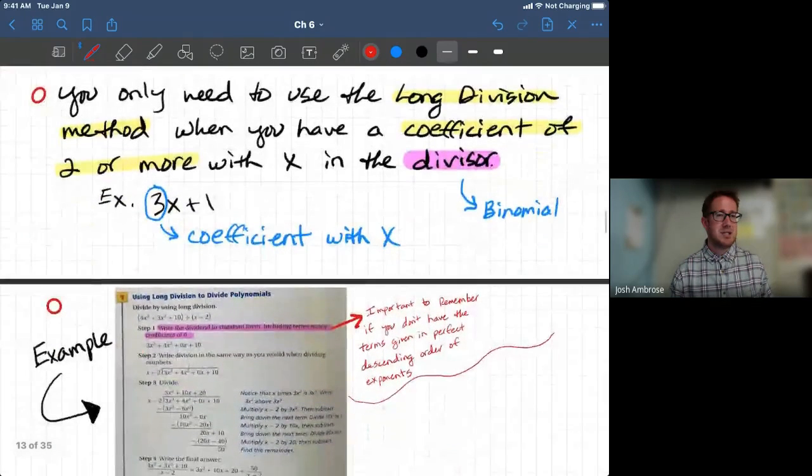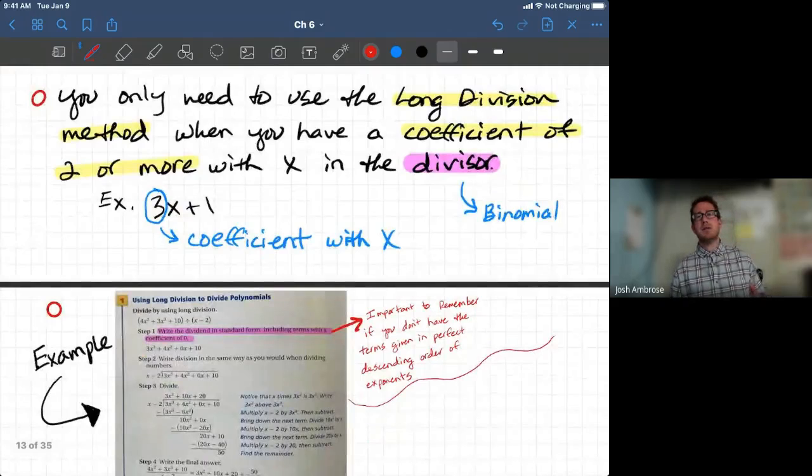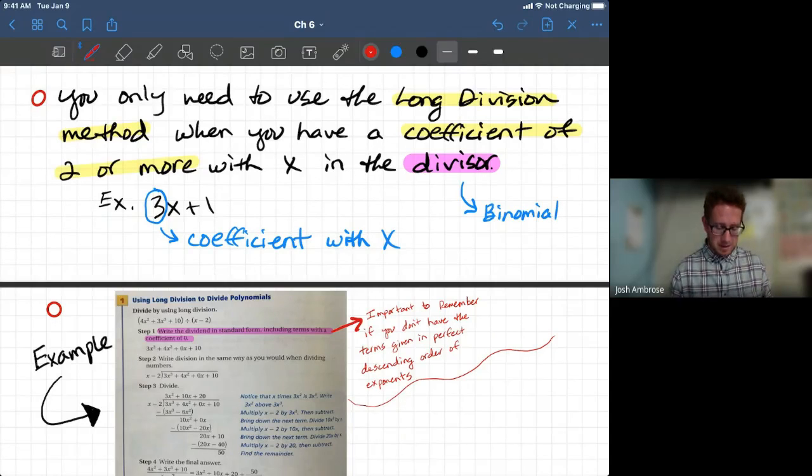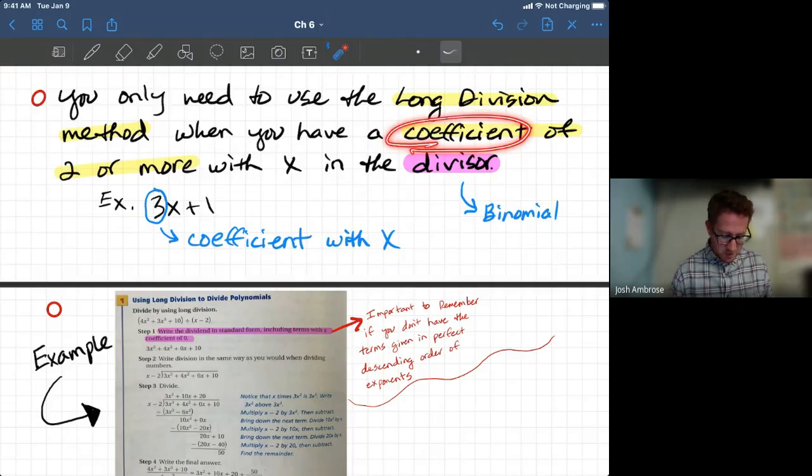All right. So long division. There's really only one time where you have to use this long division. By one time, I mean one style. And what are we talking about when we say style here? It's when the coefficient is 2 or more. And this is what I'm talking about. See how that's a 3? So again, coefficient is 2 or more. That coefficient right there, that's what we're talking about.